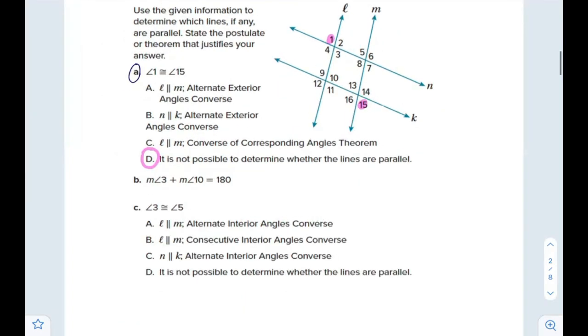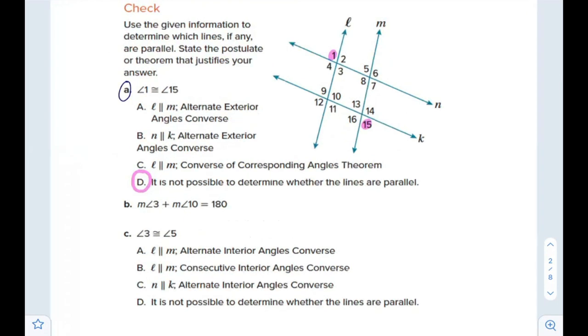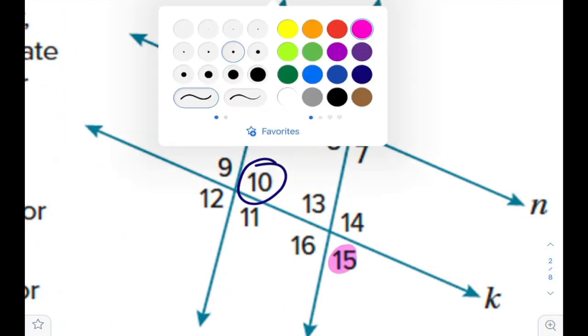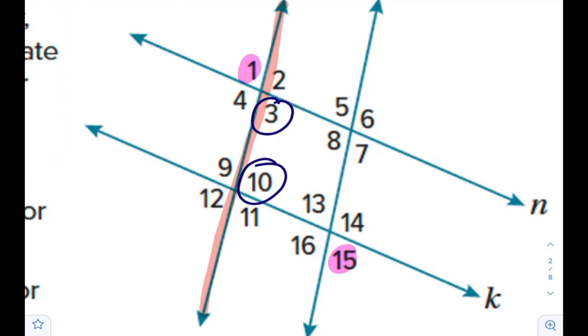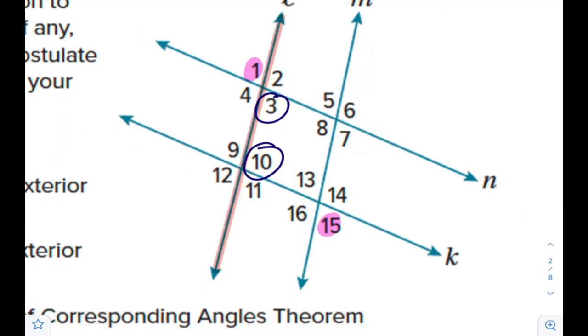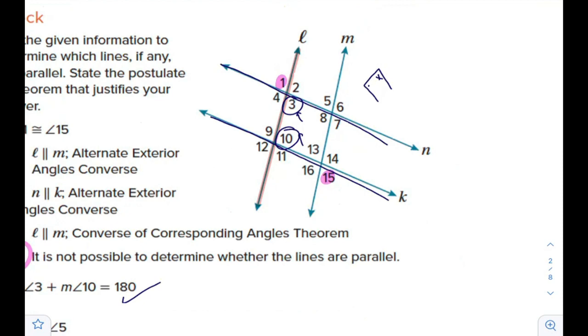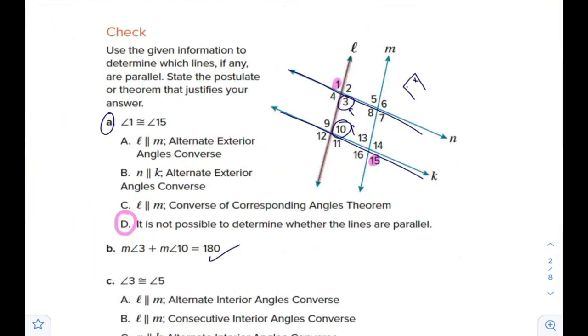Okay, let's see B. B says that angle 3 plus angle 10 are supplementary. Their sum is 180. So let's see what transversal they are sharing. They are both on this transversal, and this transversal cuts this line and this line. These angles look like a U-shape, inner shape, and they are consecutive interior angles, or same side interior angles. If the lines are parallel, they should have a sum of 180. And he said that the sum is 180.